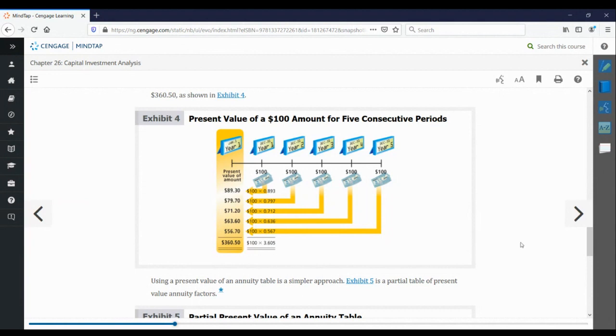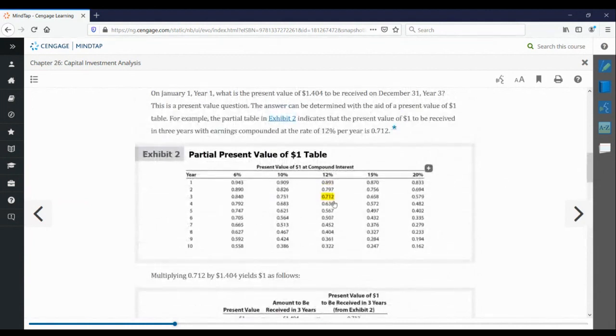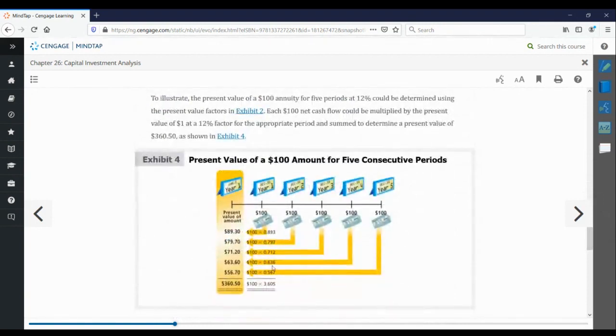Your table value for year 3 is 0.712, and that came from Exhibit 2. This is year 3 at 12% interest, 0.712. On the next year, we'd pick up at the end of year 4. The table value amount is 0.636. And so that's how they're getting this amount to multiply by 100, and that would give you the present value of $100 if you were investing $100 at the end of year 4.